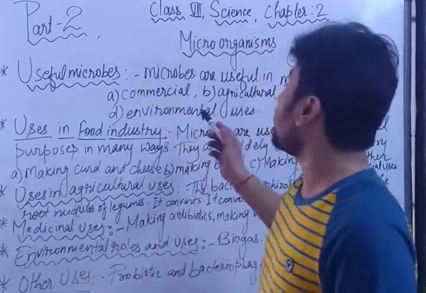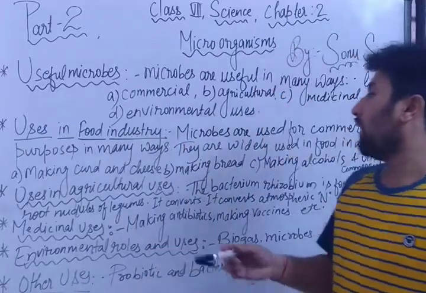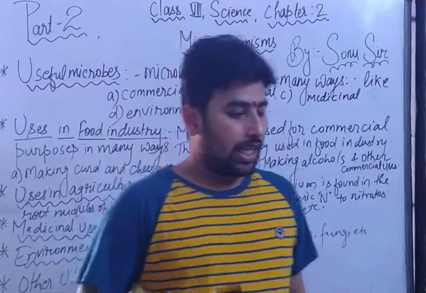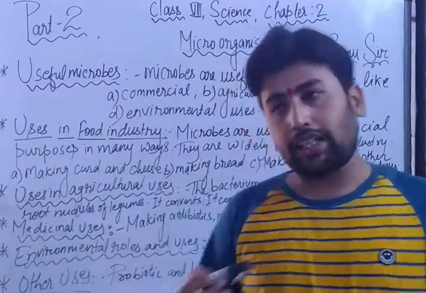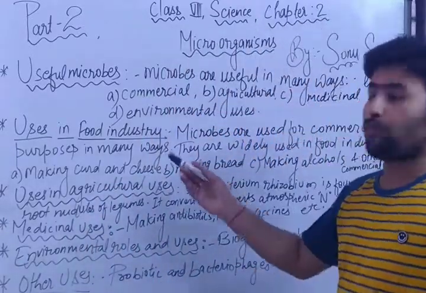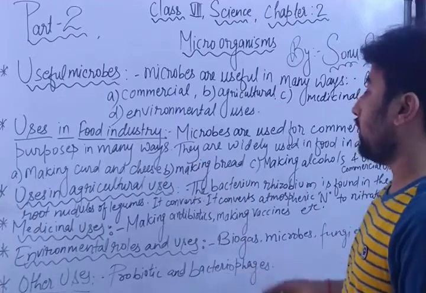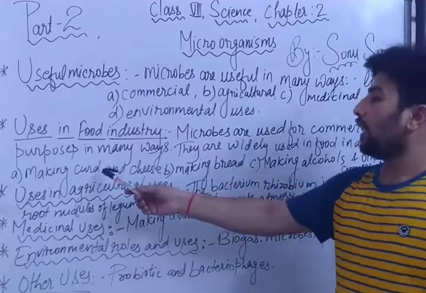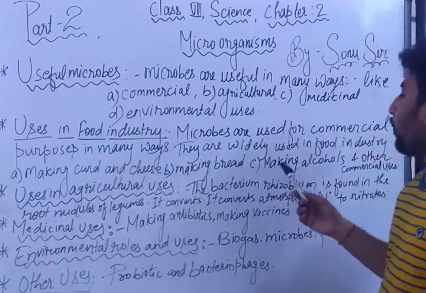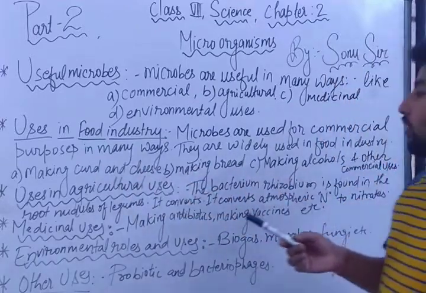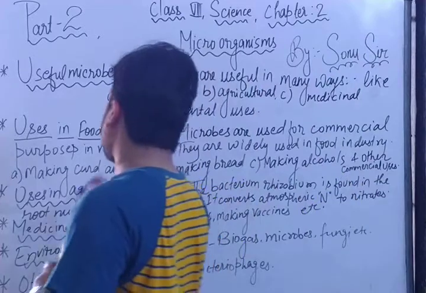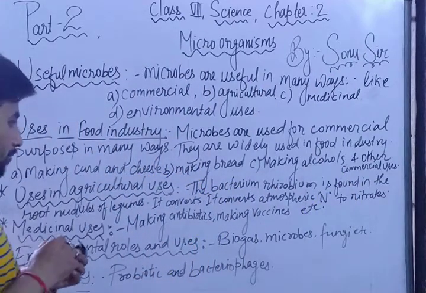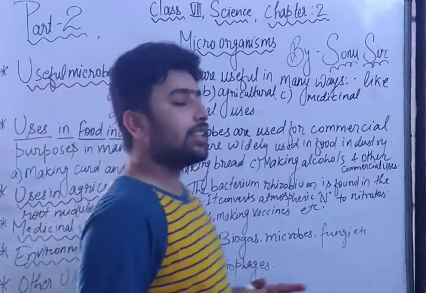So the first one is commercial: uses in the food industry. Commercial means business purpose, and for the business purpose they require different modes. So the first thing they have taken is use in the food industry. Microbes are used for commercial purposes in many ways. They are widely used in the food industry for making curd and cheese, making bread, making alcohols and other commercial items.